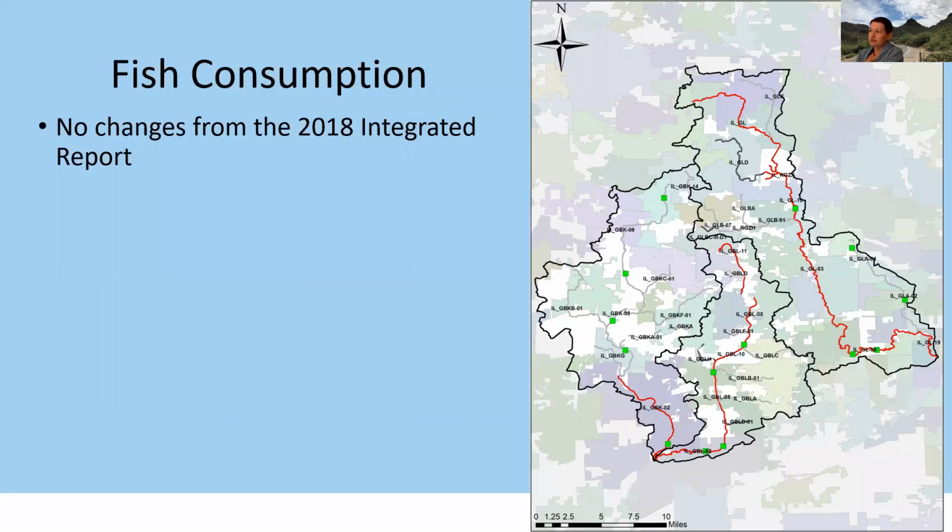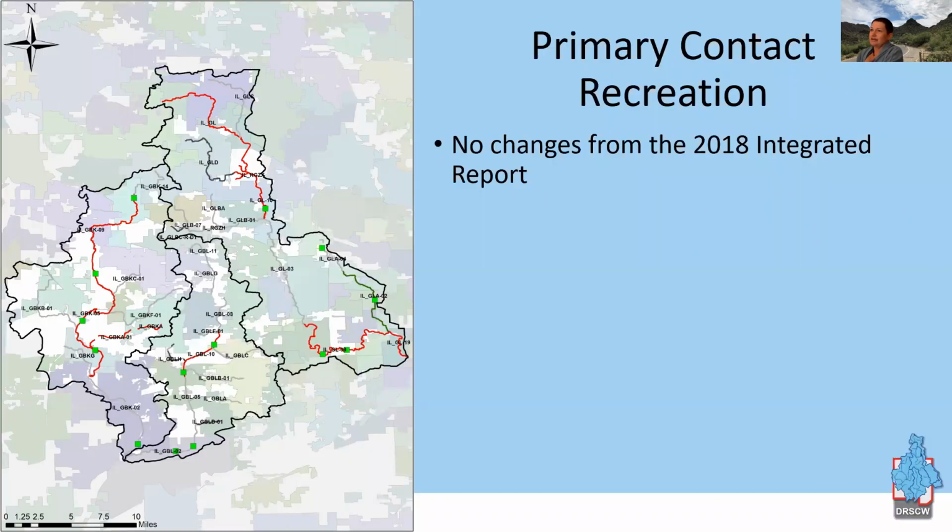Fish consumption had no changes from the report. We do have quite a bit of our segments impaired for various metals and PCBs mainly, but there was no change in the report since 2018. And then in 2019, we really had no changes for primary recreational contact. We have a couple segments that are fully supporting, which based on the data that I've collected is a little bit surprising, over here at Addison Creek. And then the rest are red, and that's all based on fecal coliform collection and their analysis of that.